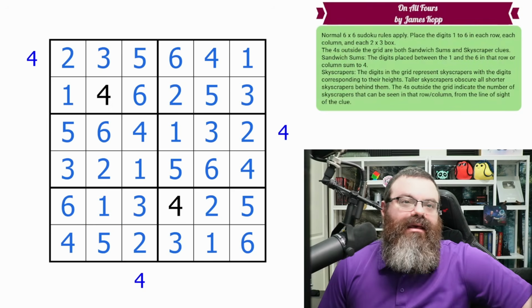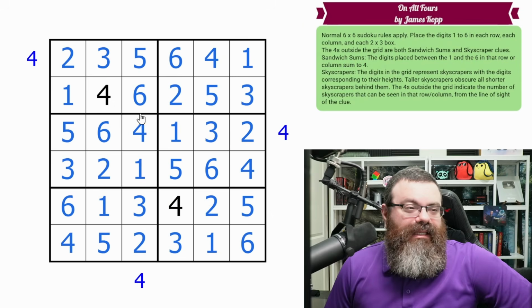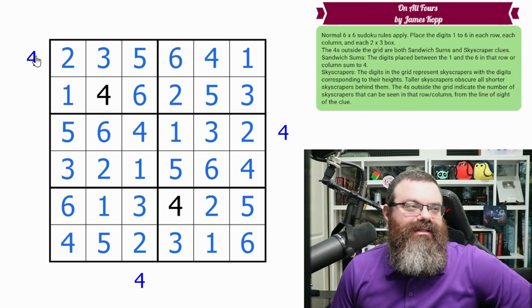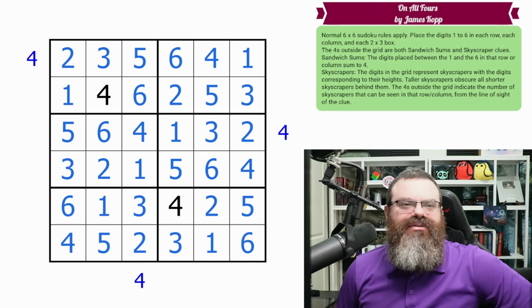Nice. Cool puzzle, James. Yeah, nice way of combining the sandwich with the skyscraper. It was a neat idea to use 4 there because it had some interesting interactions.